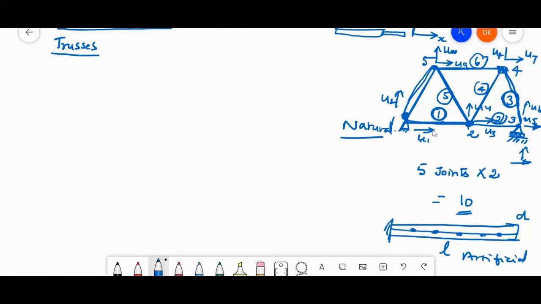The truss also can be considered as a one-dimensional problem, because the truss member will take only the axial load. You take element number 1 like this. This is element number 1. The nodes are here, 1 and 2. This member will take only the axial load.